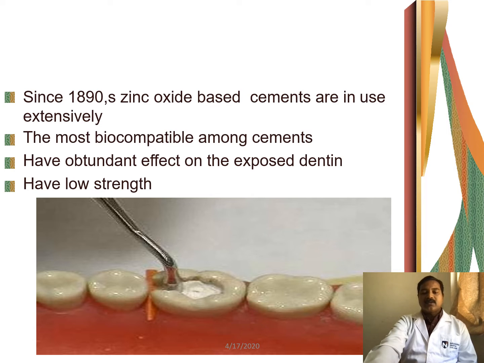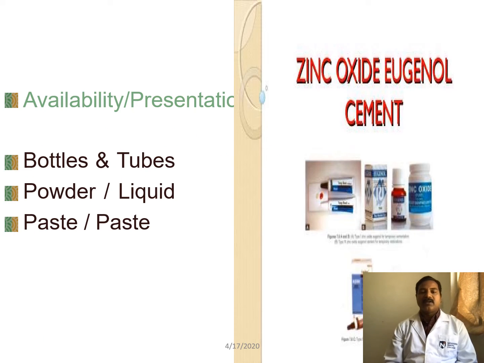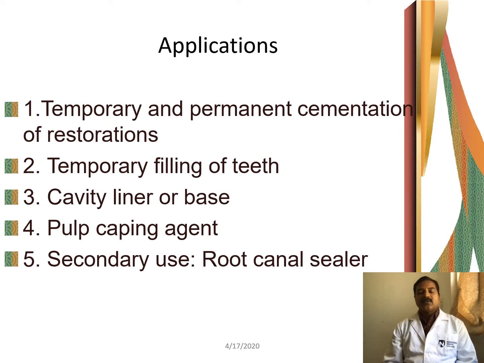So today we'll further discuss the composition of this cement and its availability. If you look at the availability of this zinc oxide eugenol cement, it is either available as base paste or catalyst paste. It is also available as powder and liquid. The liquid is available in a bottle, and the powder is available in a bottle only. Next, let's look at the applications.